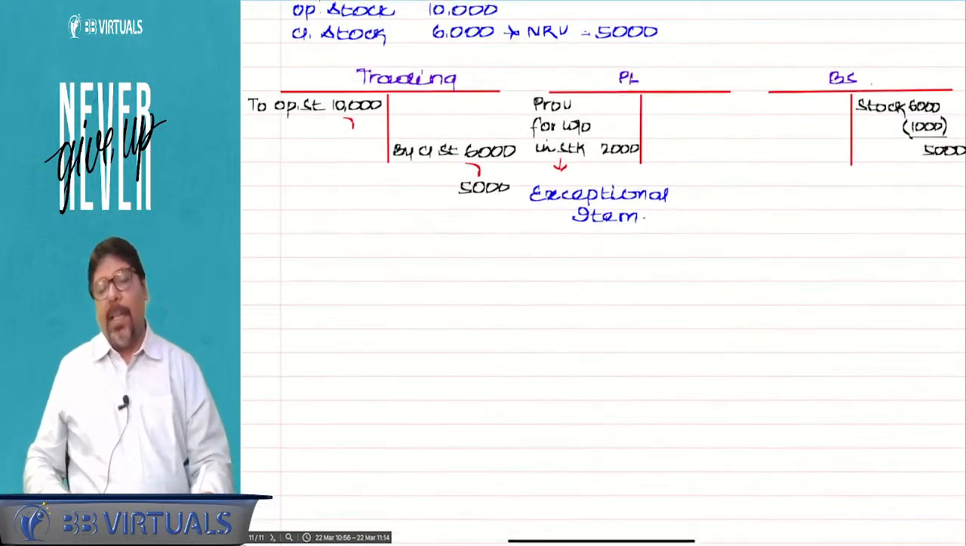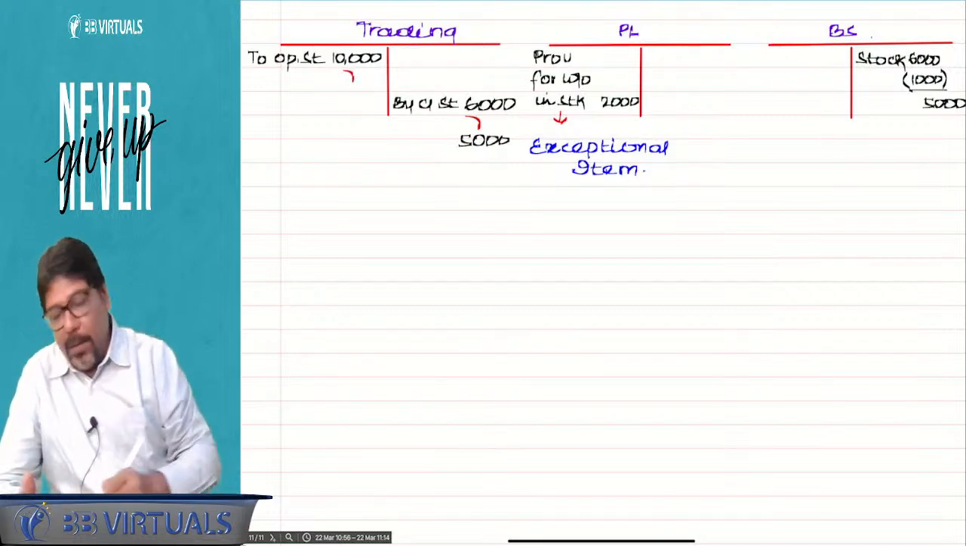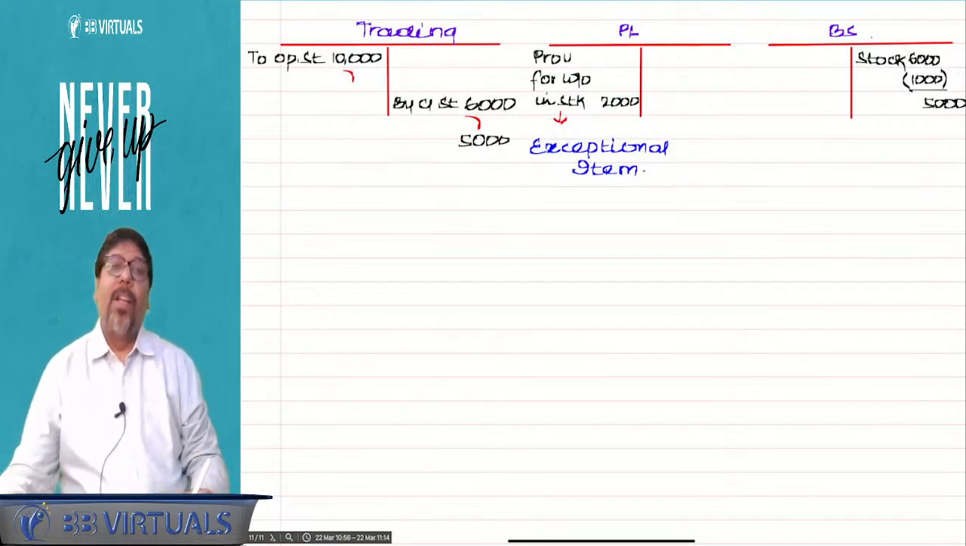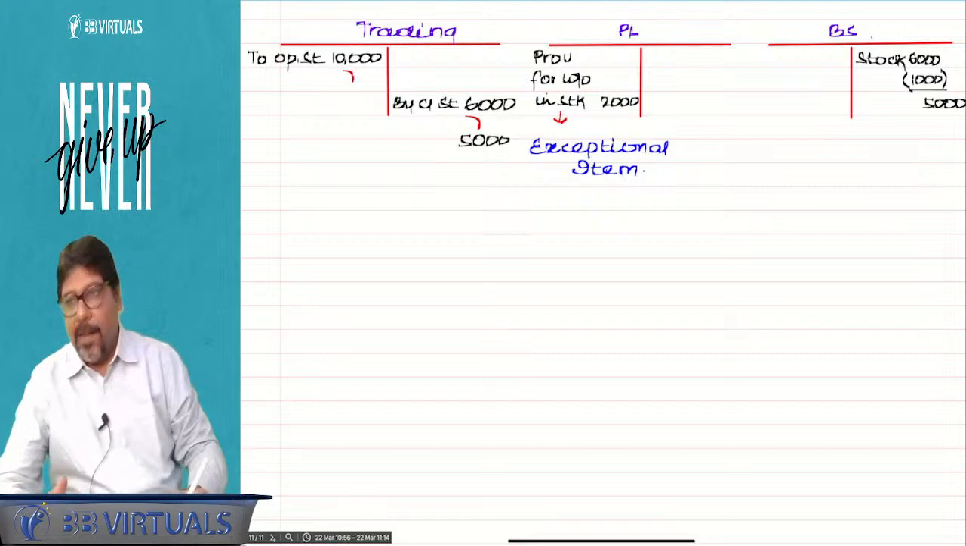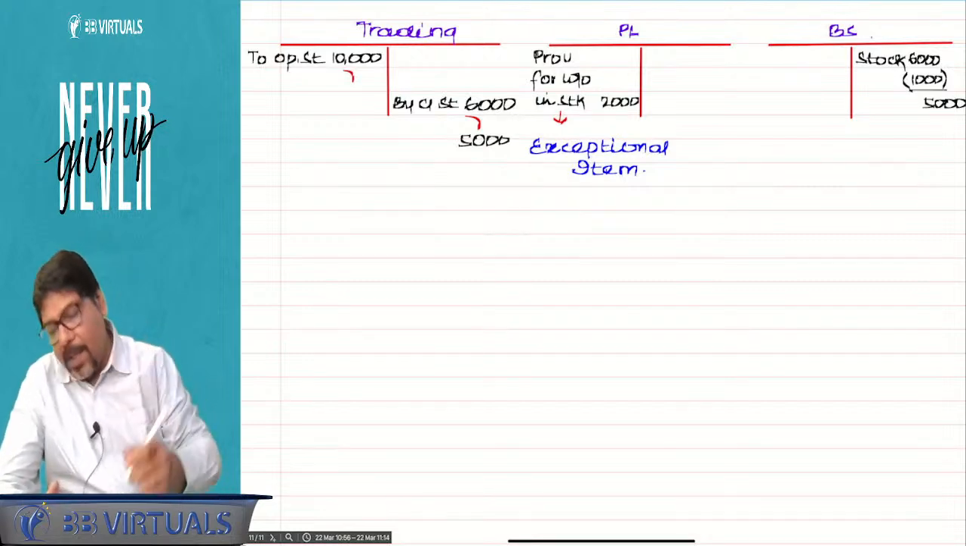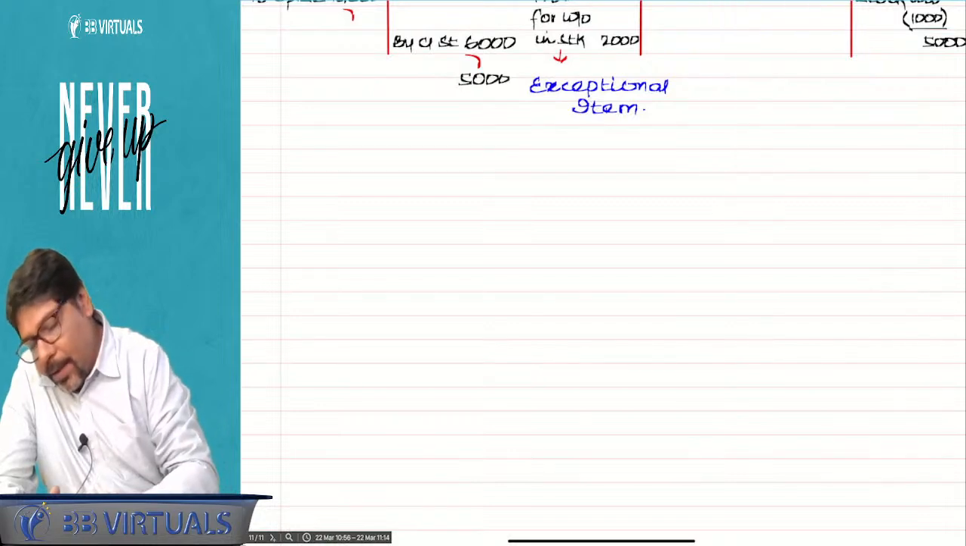Now, check. One more important thing. Suppose you have heard of the word called adjusted purchase. Yes, sir. Now, check it. Understand this.